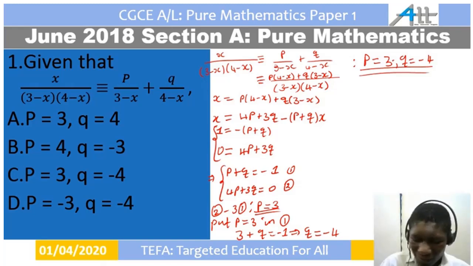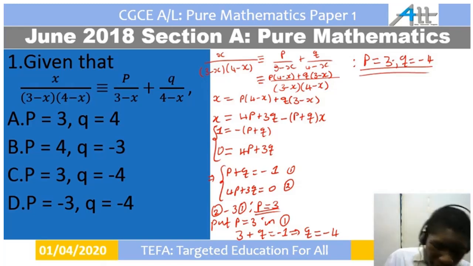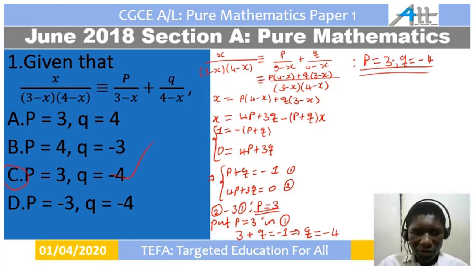Therefore, the answer is going to be C. So the correct answer is C. p equals 3, q equals negative 4. Let's move on to question number 2.